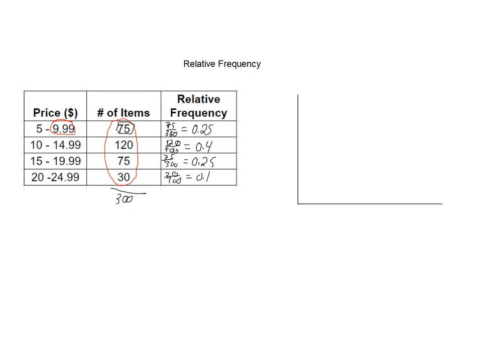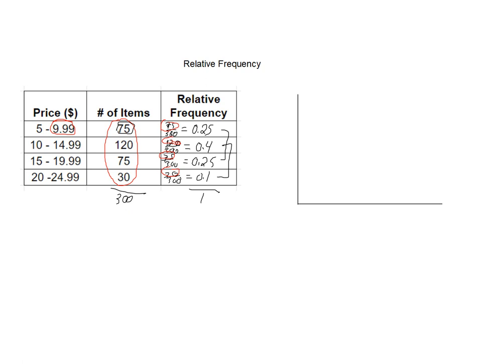Now, one thing that you should notice here is that these are all of the possible outcomes. So these are all of the prices and all of the items. So this column here should add up to 1. Whether we do it as a decimal or as a fraction doesn't really matter. I'm seeing here 0.25 and 0.25 is 0.5. 0.4 and 0.1 is also 0.5, so 0.5 plus 0.5 gives us 1. We could also add the numerators in our fractions. Take all of these numerators, add them together, and we should get a total of 300 there. So that's how we find the relative frequency.